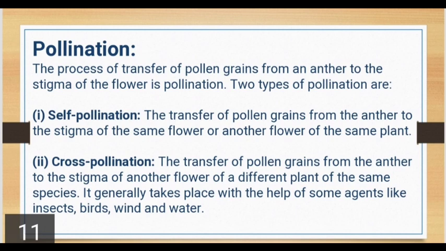Pollination. The process of transfer of pollen grains from an anther to the stigma of the flower is known as pollination. There are two types of pollination. First, self-pollination. The transfer of pollen grains from the anther to the stigma of the same flower or another flower of the same plant is called self-pollination. Cross-pollination. The transfer of pollen grains from the anther to the stigma of another flower of a different plant of the same species is known as cross-pollination. It generally takes place with the help of agents like insects, birds, wind, and water.